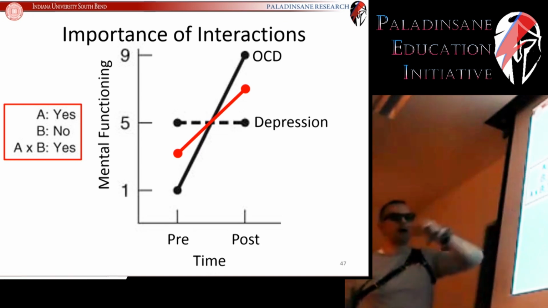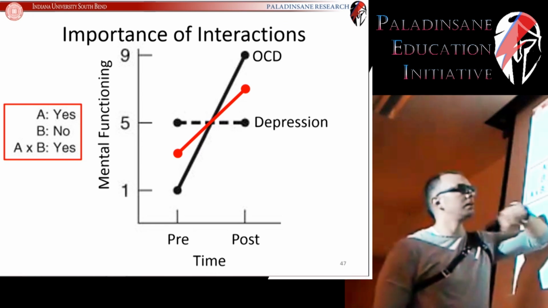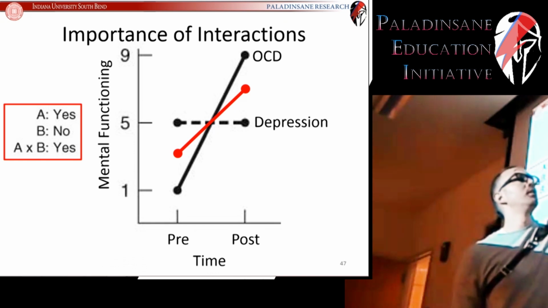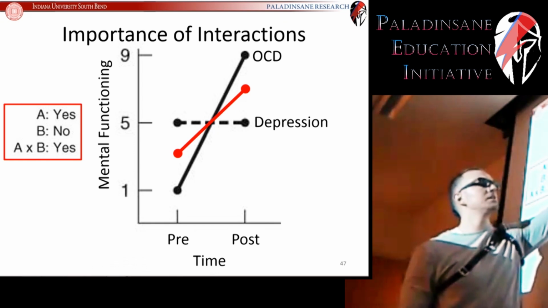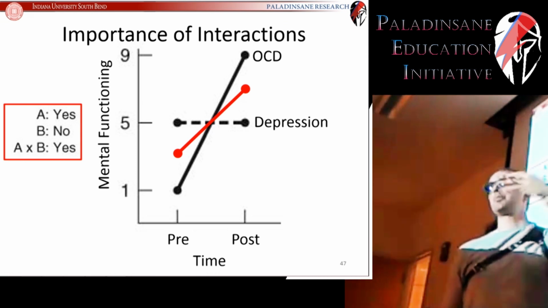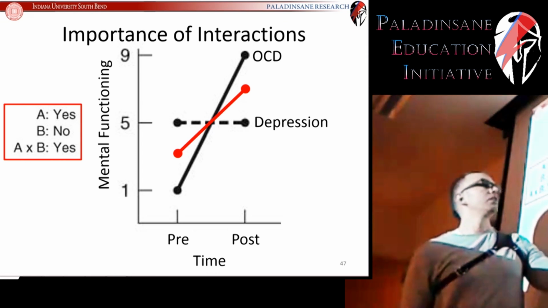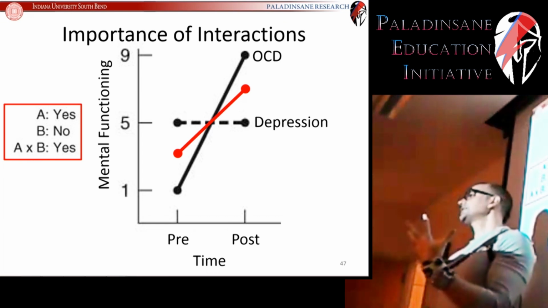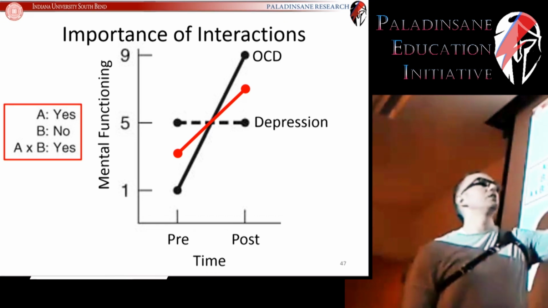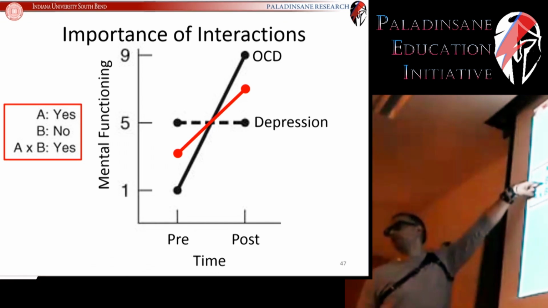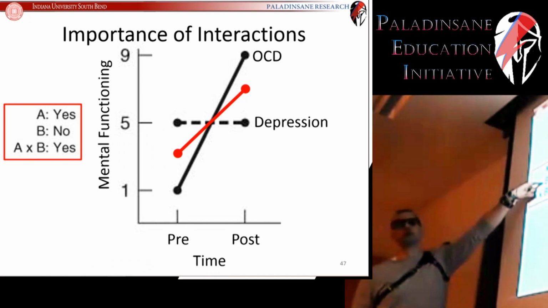It came from the fact that the average level of depression across the entire experiment, we're not talking pre or post anymore, the average level of depression is 5. Your average level of OCD is the average of 9 and 1, that's also 5. So on average, your depressed individuals and your OC individuals have no difference in this experiment.